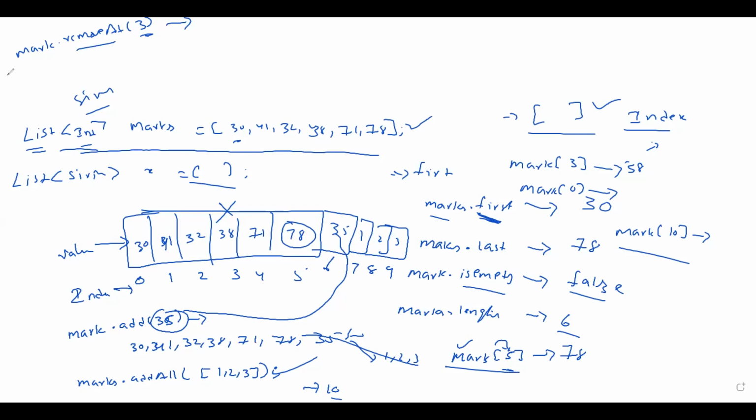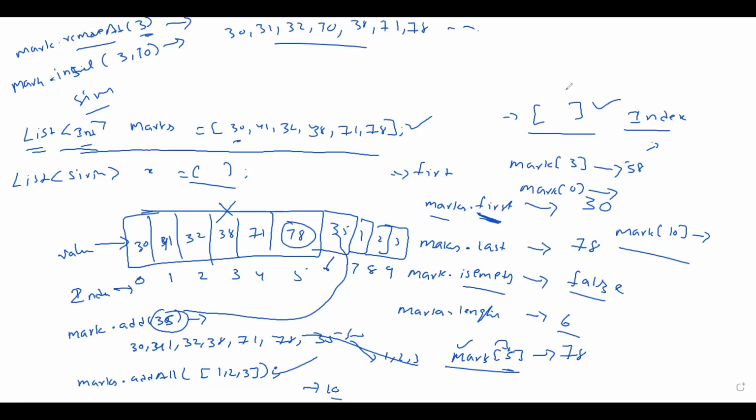For example, marks dot insert. Where do you want to insert? For example, I want to insert after 32, at the third index, with a value of 10. What output will come? 30, 31, 32, 10, 38, 71, 78. This is the value that will come.